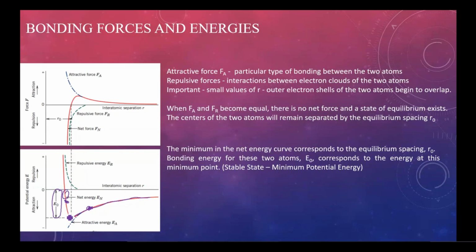So this is the most stable position that they would like to be in, and E naught is the corresponding energy that you would have to supply in order to get them out of their comfort zone, which is the minimum potential energy position. Clear enough?